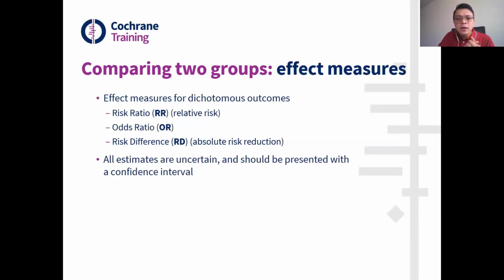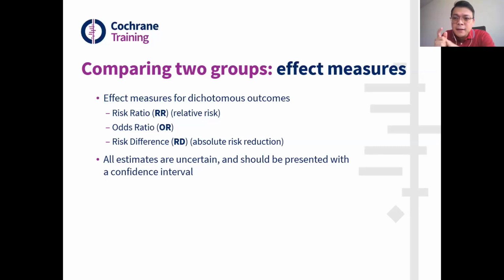For dichotomous outcomes, we have 3 main effect measures. We have the risk ratio, the odds ratio, and the risk difference. The risk ratio and the odds ratio are relative measures, they are ratios, while the risk difference is an absolute measure, and it is also known as absolute risk reduction.